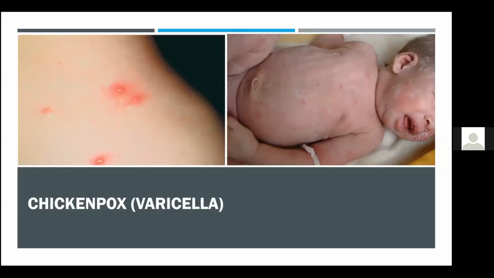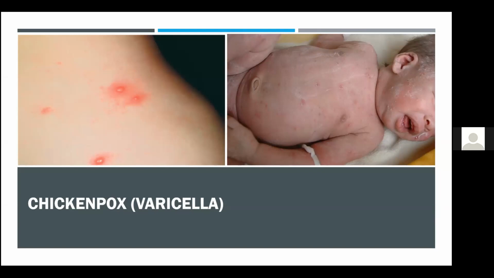This rash shows the typical dewdrop on a rose petal appearance. And you also note the varying stages of development. So in a chickenpox rash, you should see macules, papules, and vesicles all at the same time. And the picture on the right shows a neonate with chickenpox.